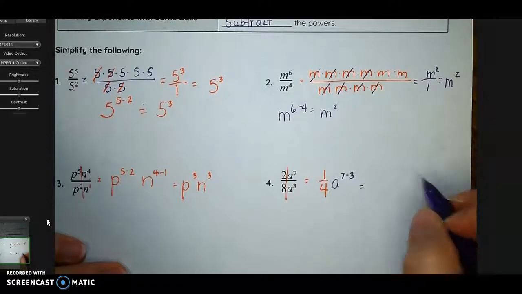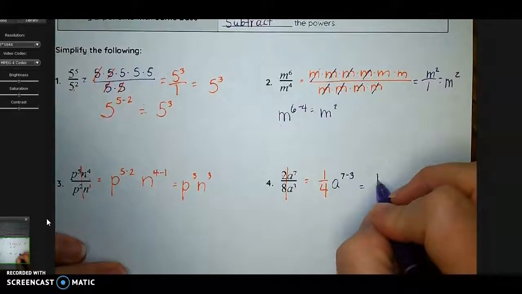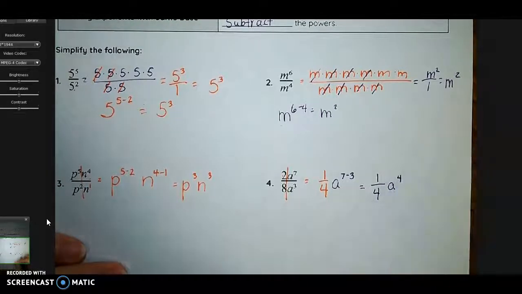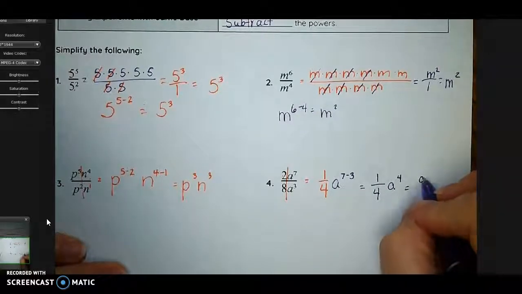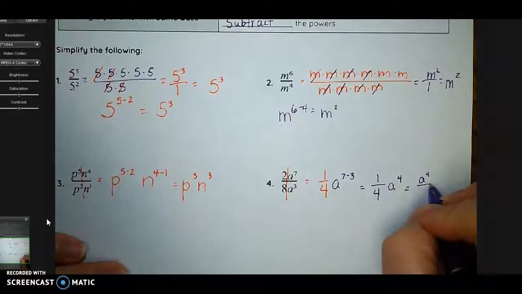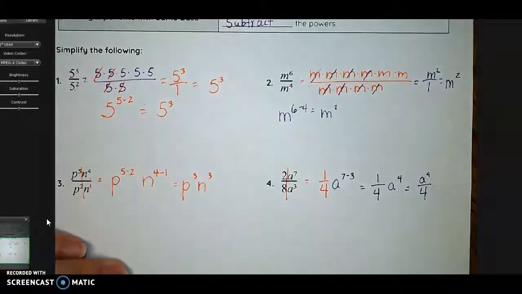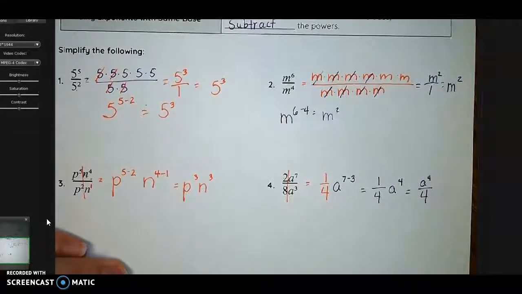And I can write this in several different ways. I can write this as 1/4 times a to the 4th. Or the more common way you will see this written, you'll take the a to the 4th, it's in the numerator, over 4. So that would be, once again, the more common way to write this. So that is dividing exponents with the same base.